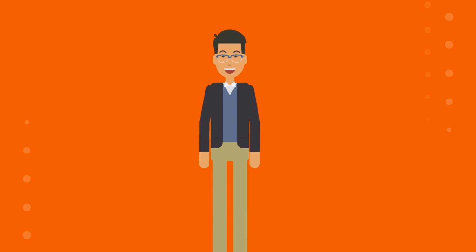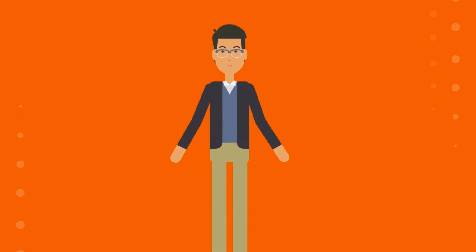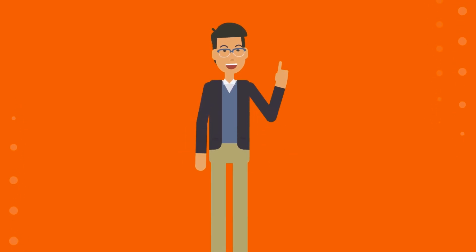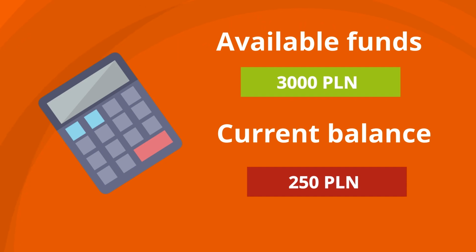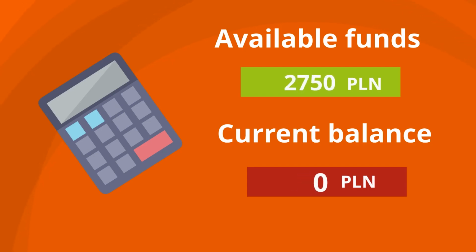If you have a sufficient amount to cover fees and sales commissions, we will collect the full amount of your obligations. For example, if your available funds are 3,000 PLN and your current balance is 250 PLN, we will collect the entire amount in one go. So 250 PLN and your obligations will be equal to zero.